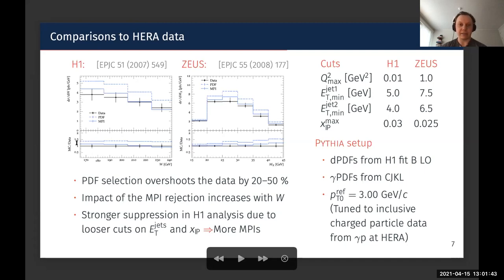And what we see here is that this factorized part of the calculation tends to overshoot the data by a factor from 20 to 50%. And we also noticed that the impact of this MPI rejection seems to increase with the increasing invariant mass of the photon-proton system. This just follows from the fact that when we have more energy and keep the cuts for the jet energy fixed, we have more room for additional interactions, since we are putting more energy in the system in the first place. Also, we find a stronger suppression for the H1 data compared to the ZEUS data, which can be explained by the fact that H1 had a looser cut on the transverse energy of the jets. So again, there is more room for additional interactions when we require less energy for the triggered jets.